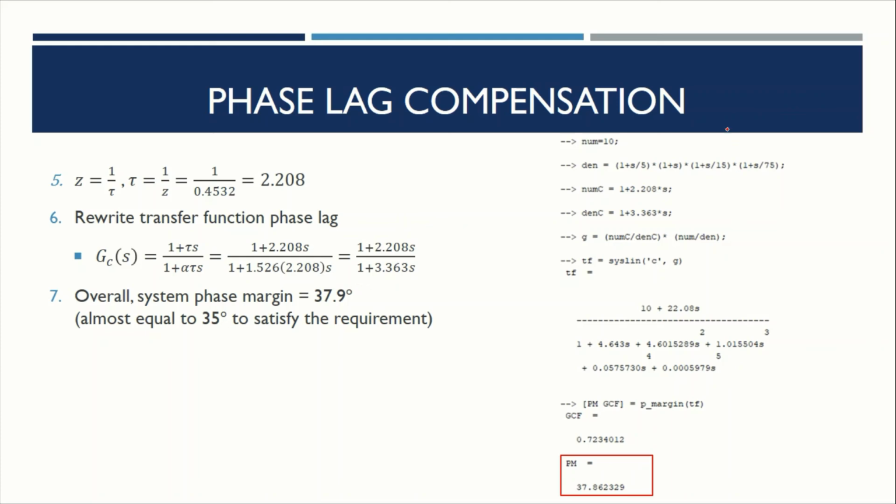Okay, go back to Scilab. You have to find the system phase margin. First, you have to rewrite the numerator and the denominator. Then you write the new numerator and the new denominator, and this is for the transfer function. Then for the system phase margin, you type like this. Then you can get the system phase margin, whose value is 37.862329. That is above 35 degrees, which satisfies the requirement.